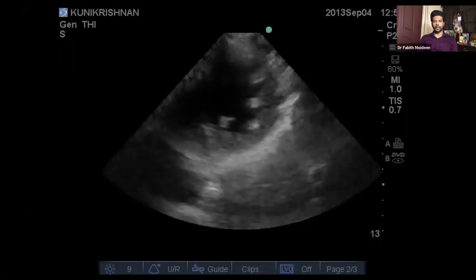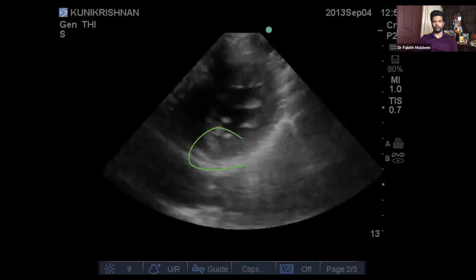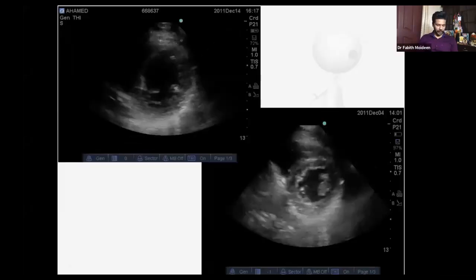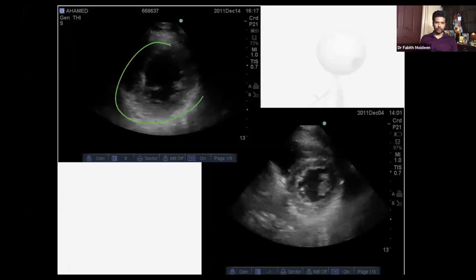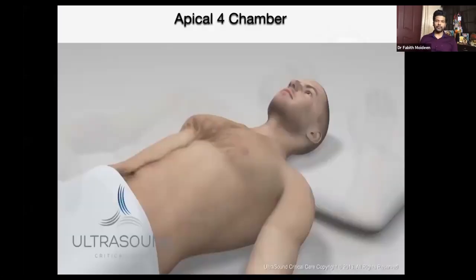All right. So same thing you can see here. This part is not moving. Okay. Inferior wall. All right. Okay. So comparing, you can just compare this one. Okay. That's the anterior wall, it is not moving compared to a normal LV. All right. Now coming to the four-chamber.